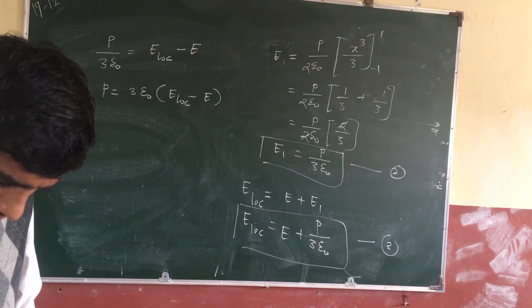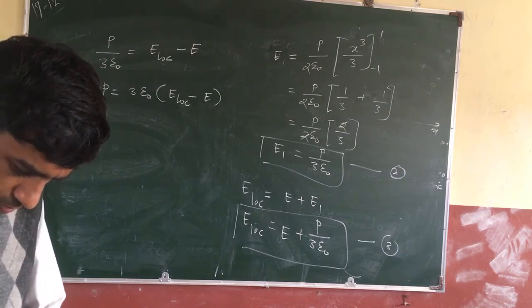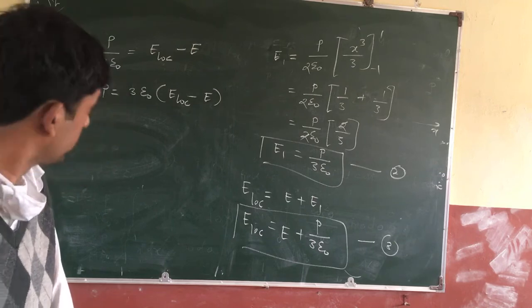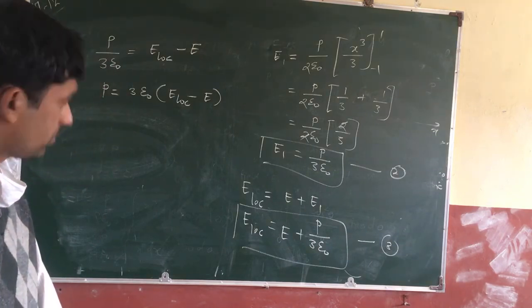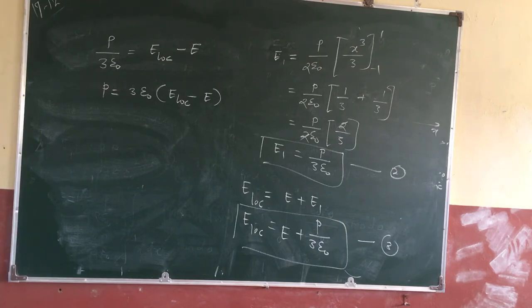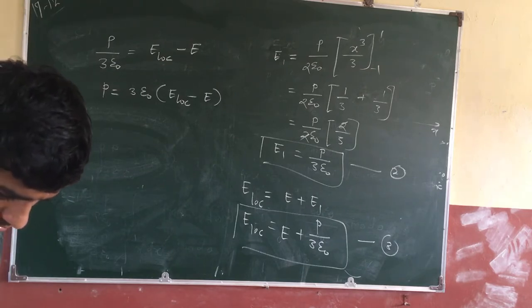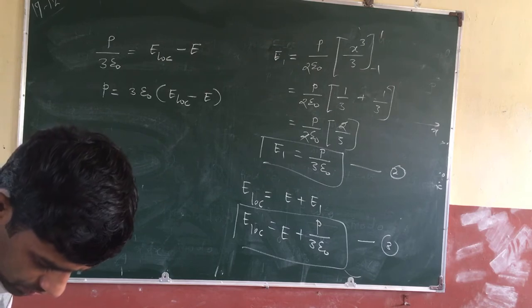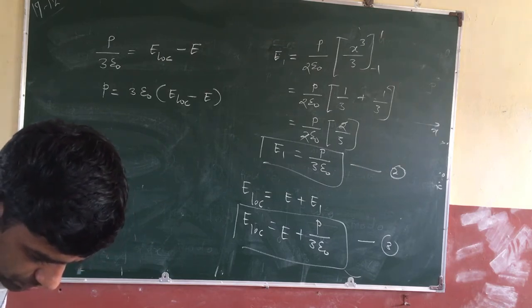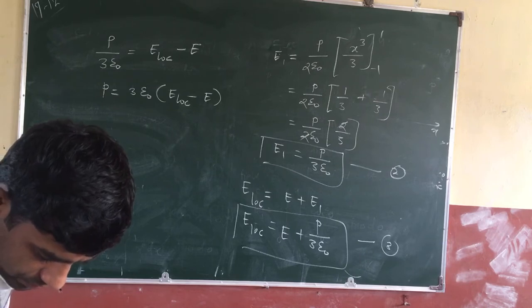Okay, here we have reached P. Now I have to go for this. I have to calculate E actually. E is equal to P divided by the local electric field.